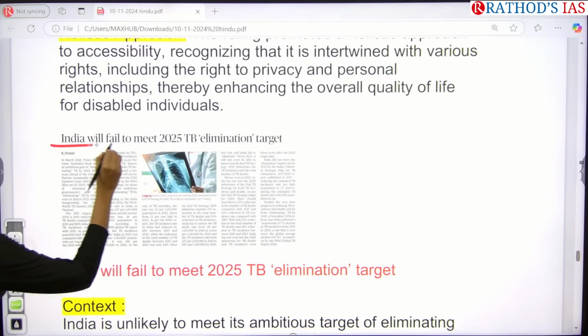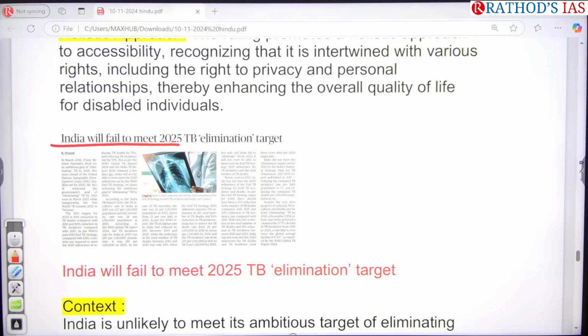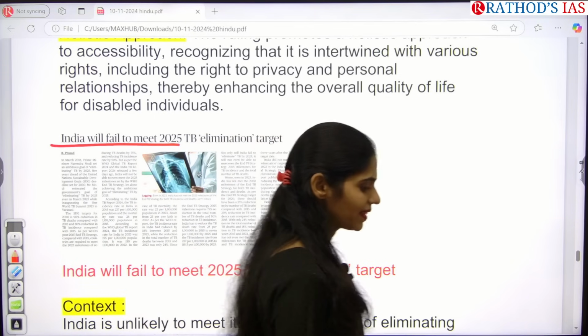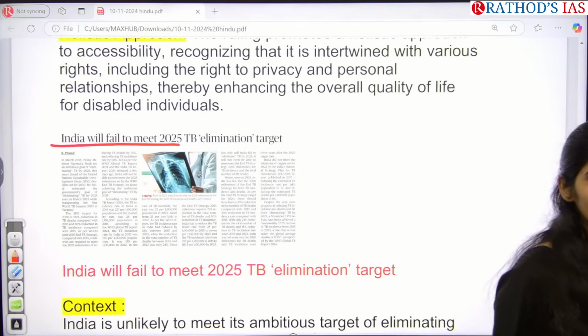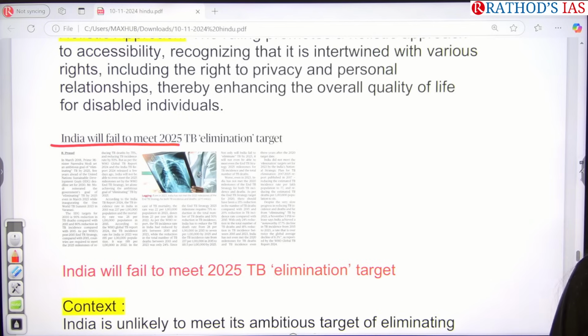India will fail to meet 2025 TB elimination target. What is this article talking about, guys? TB elimination. What is this TB? Tuberculosis, caused by virus or bacteria or amoeba? Bacteria. Name of that bacteria?